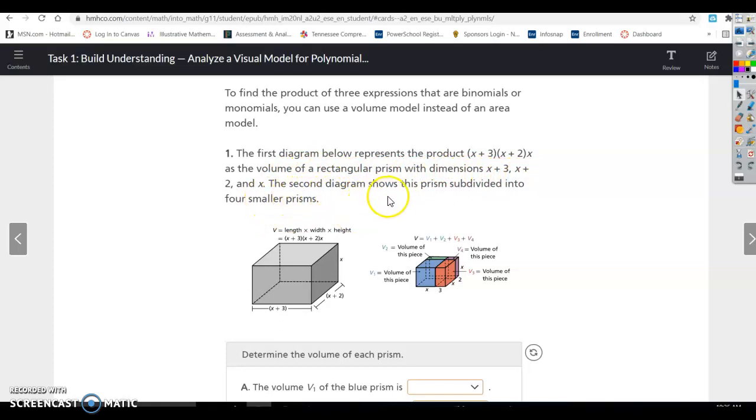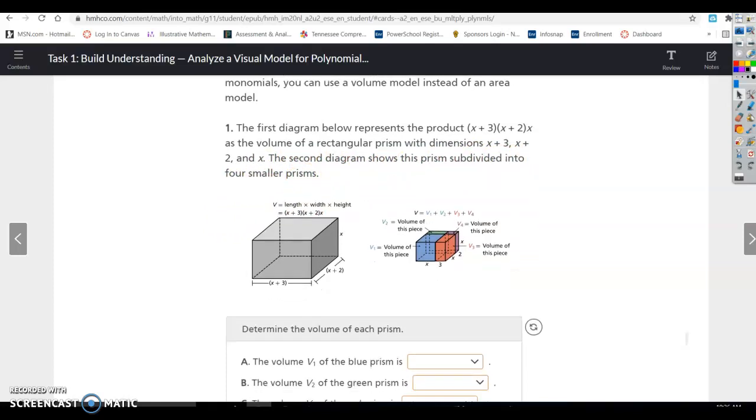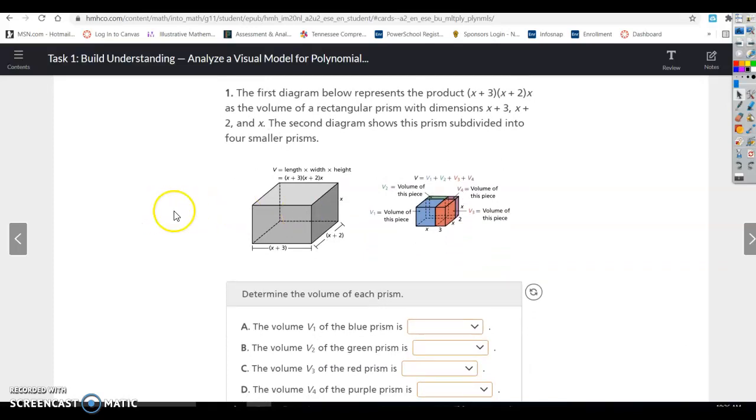The second diagram shows the prism subdivided into 4 smaller prisms. So this is the same concept as above. It's just a 3-dimensional shape instead. So it's a little bit harder to visualize, but that's what we're going to do. So your volume is length times width times height, and so that's why you've got the 3 side lengths. So we're going to say this side is x plus 3, this one is x plus 2, and the height is x. All right, so we got the same thing over here.